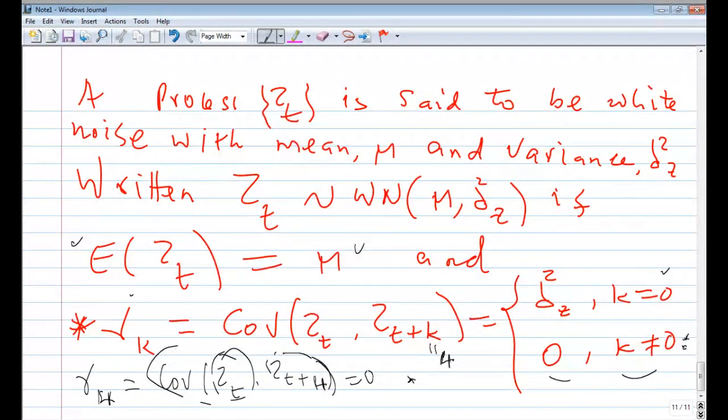The condition that doesn't give us 0 is only this one, when k equal to 0. The rest are going to give you 0. I think I have explained it enough. So let me go to the next process now.